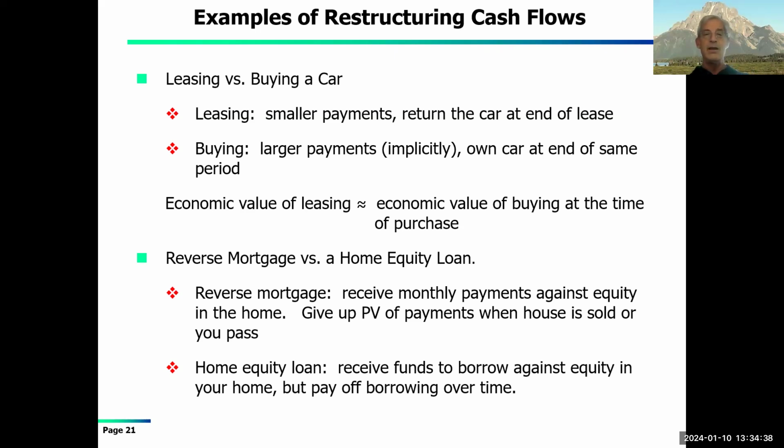With reverse mortgages, you receive monthly payments against the equity in the home, and you're giving up the present value of the payments when the house is sold when you pass. With a home equity loan, you're receiving funds to borrow against the equity, but you pay them off over time. It's just looking at the cash flows, the timing of the cash flows, the present value of the cash flows, and structuring it. And what it really gets to is about financial structure.